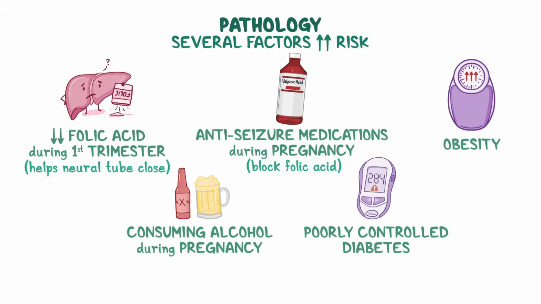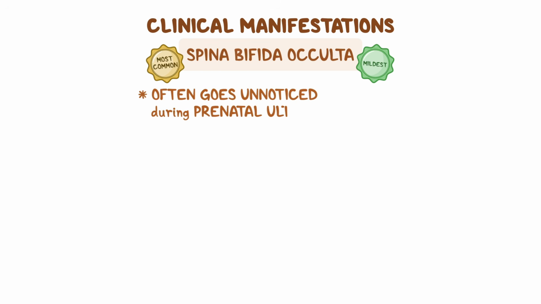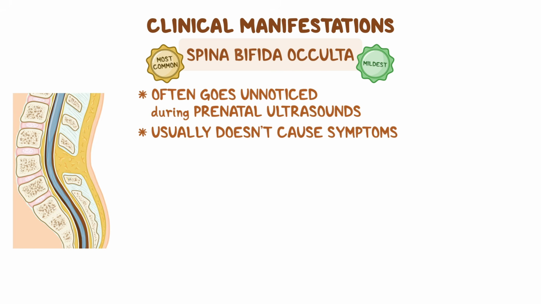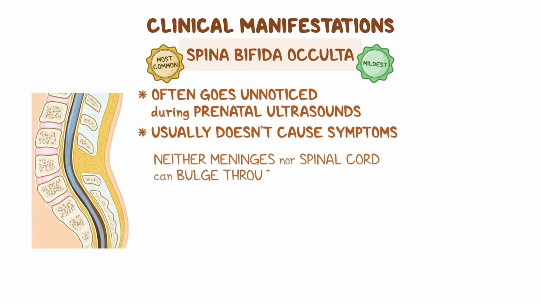Now, depending on the size of the vertebral defect, spina bifida can be classified into several types. First, there's spina bifida occulta, which is the most common and mildest type. The word occulta means hidden, because this type often goes unnoticed during prenatal ultrasounds and usually doesn't cause any symptoms. That's because, even though one or more vertebrae don't fully close, the opening is so small that neither the meninges nor the spinal cord can bulge through.